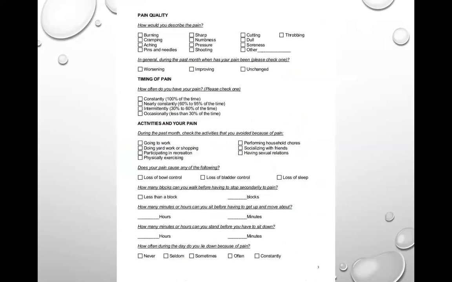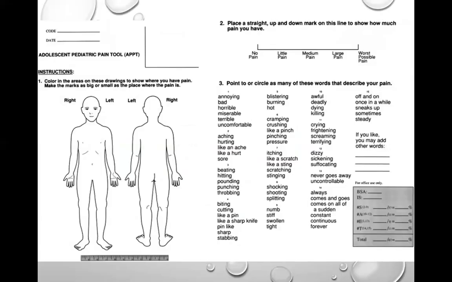This is another tool that can be used to describe the type of pain, how frequent the pain is, and how it impacts activities. And this is the body chart, where the child can color to mark where the pain is. On the right side, they point to or circle as many of these words as they like to describe the pain. So these are different words the child can use to describe the pain. These are various tools that can be used to document the type and severity of pain in children.